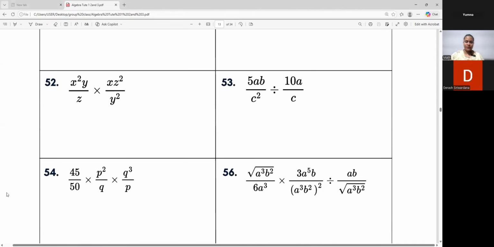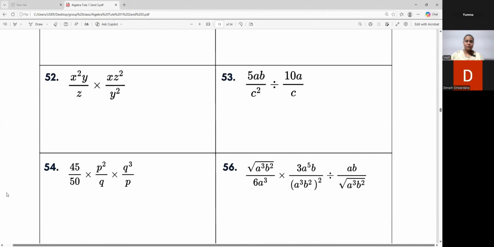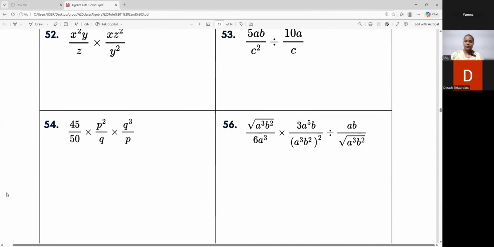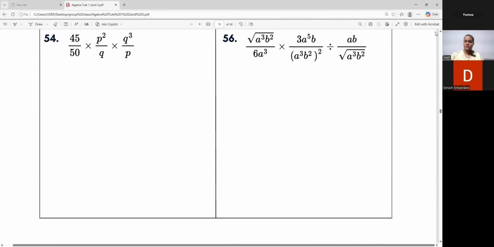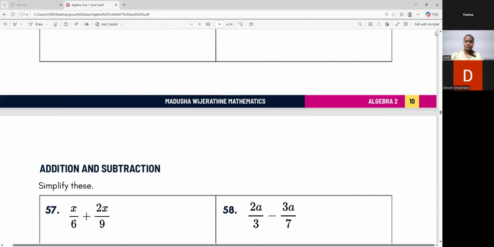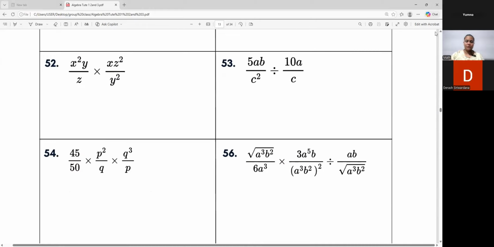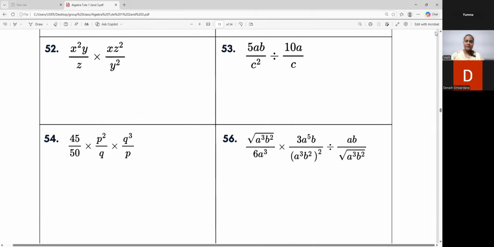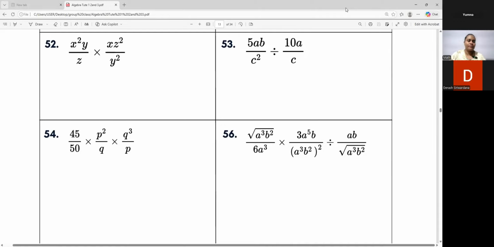Then 52, 53, 54. This should be 55. Yes, 4 questions are there. 2, 3, 4, 5. It's not 56. Now, no need to correct it. Leave it as it is. Do these 4. Finished?